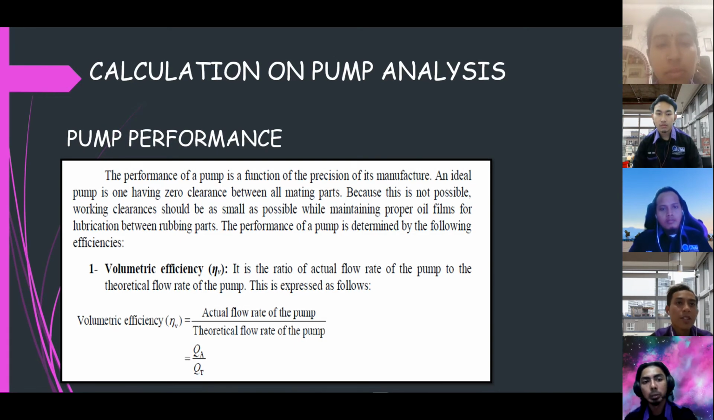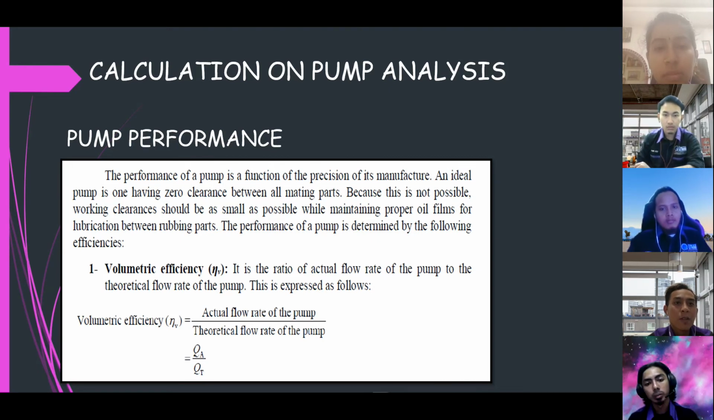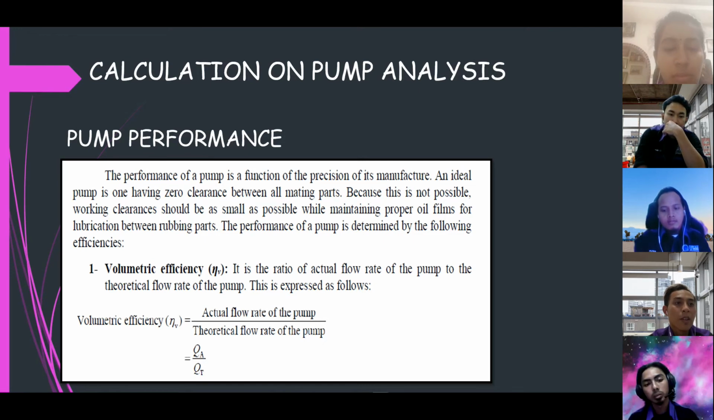Okay, next: calculation on pump analysis. The performance of a pump is a function of the precision of its manufacture. An ideal pump is one having zero clearance between all mating parts. Because this is not possible, working clearance should be as small as possible while maintaining proper oil films for lubrication between rubbing parts. The performance of a pump is determined by the following efficiencies.